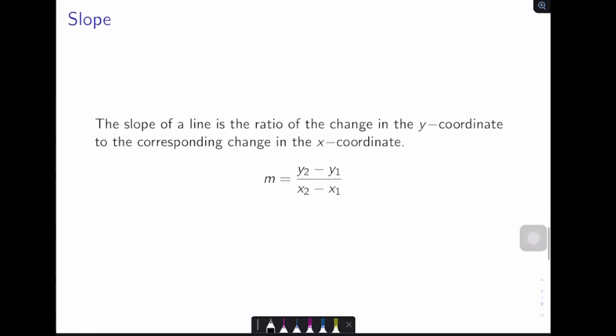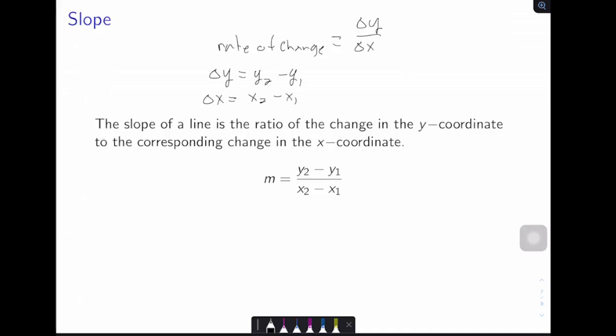Okay, slope. The slope of a line is the ratio of change in the y-coordinate corresponding to the change in the x-coordinate. Let's keep in mind that we had this average rate of change, which was equal to delta y over delta x. And I had said that delta y is equal to y2 minus y1, and delta x was equal to x2 minus x1.